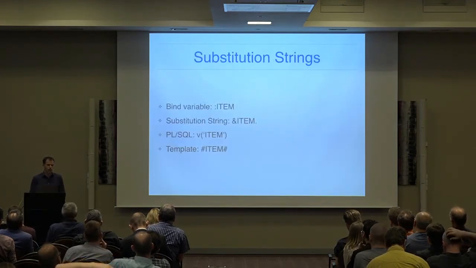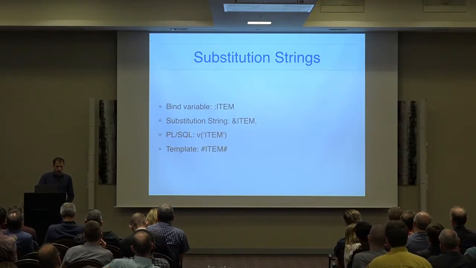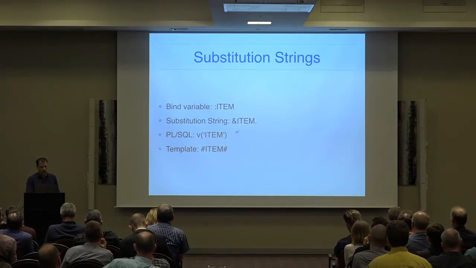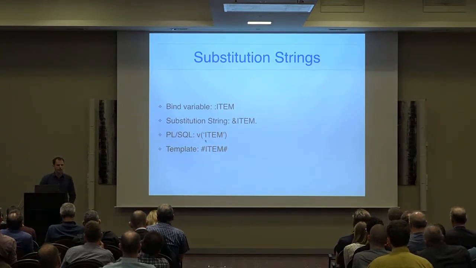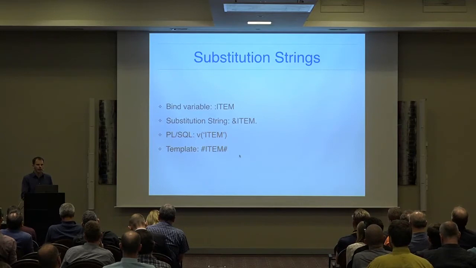Let's go to the next thing, substitution strings. When do you use what? Like bind variables, whenever you can use bind variables, use them. In HTML you cannot use bind variables, so you can reference an item value with ampersand dot notation. If you are in a PL/SQL package, you cannot use the bind variable there, so you can use the v function. And in a template in HTML, you can use cross item cross, or in your reports, you can use that as well.